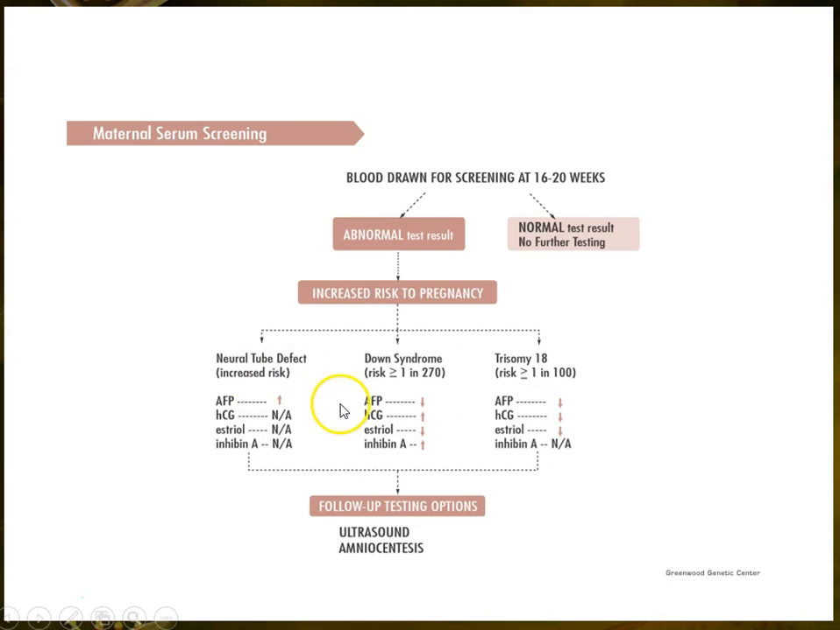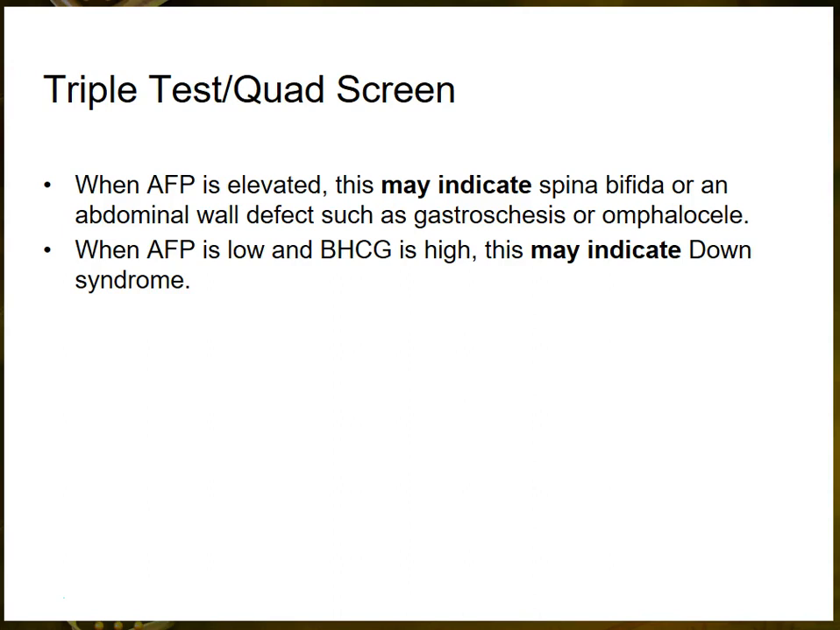With Down syndrome, the AFP and the estriol are low with HCG and inhibin A elevated. And with everything low, there's a risk for trisomy 18. And so a number will be given for the risk, and ultrasound and invasive testing such as amnio is then recommended as follow-up. So, when the AFP is elevated, it may indicate a neural tube defect such as spina bifida, or even an abdominal wall defect such as gastroschisis or omphalocele. When the AFP is low and the beta HCG is high, it may indicate Down syndrome.